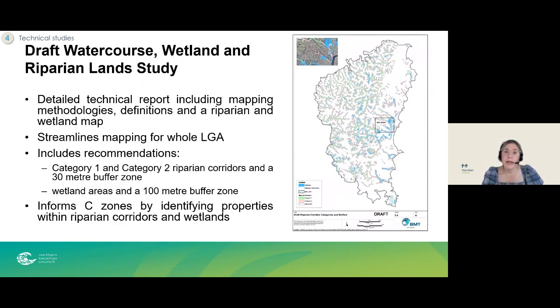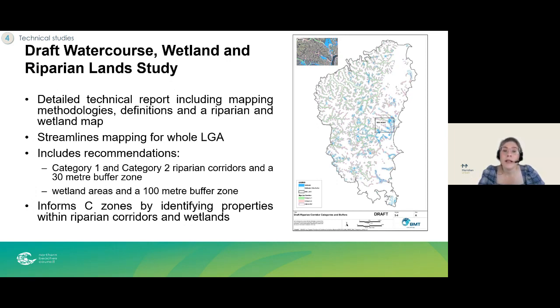The Watercourse, Wetlands and Riparian Land Study summarises a series of technical studies undertaken by environmental consulting firm BMT. It sought to review existing planning controls across the 3 former local government areas associated with watercourse and riparian matters. And it also provided recommendations and updated mapping to be incorporated in a unified local environmental plan and development control plan. Recommendations and mapping identified Category 1 and Category 2 riparian corridors, including a 30-metre buffer, and identified wetland areas, including a 100-metre buffer zone.